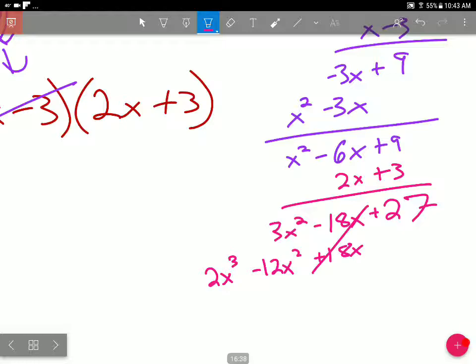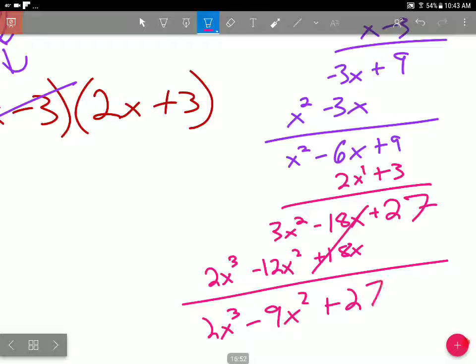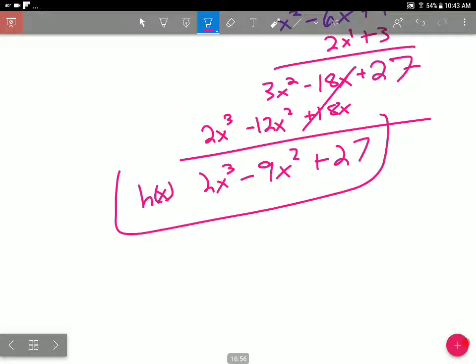2x cubed. Good. When you're multiplying your bases, you add your exponents. So that's a 1 plus 2 gives you 3. So 2x cubed minus 9x squared plus 27. That is your h of x. Let me scoot that up so. And yeah, I'm writing sideways. This is fine. It just slowly gets more and more tilted. It's the leaning tower of handwriting.